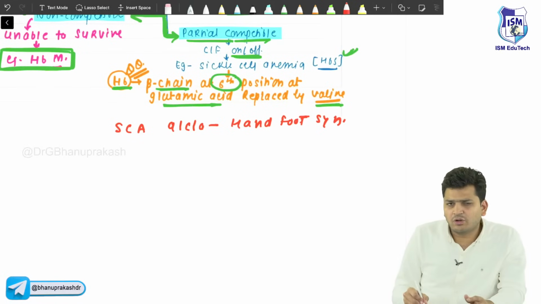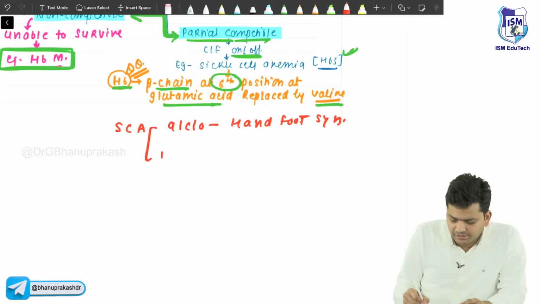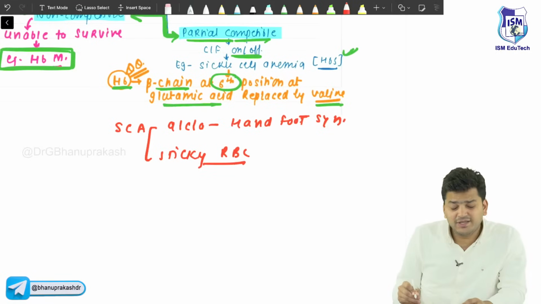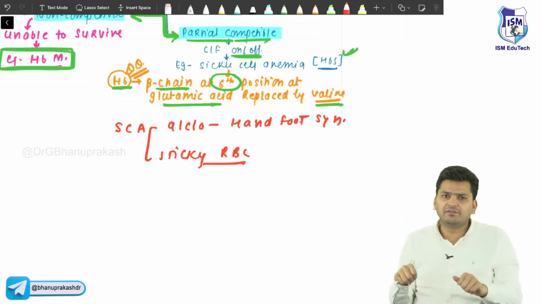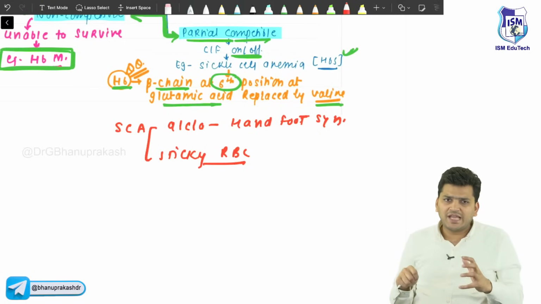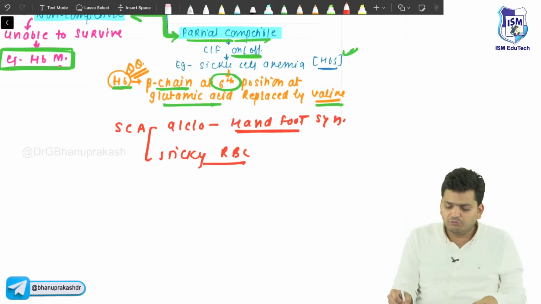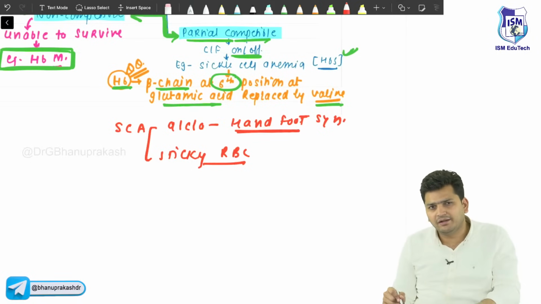The reason why it is called hand-foot syndrome is, in sickle cell anemia, we have sticky RBCs. Whenever this patient becomes dehydrated, the RBCs will clump together, and that is going to block the capillaries, particularly in the fingers and the lower limb toes. So because of that, this disease is also called hand-foot syndrome, because this patient is going to have pain in the hand and the foot.